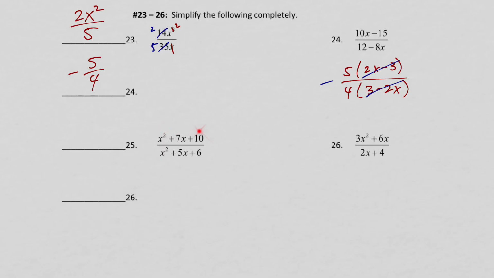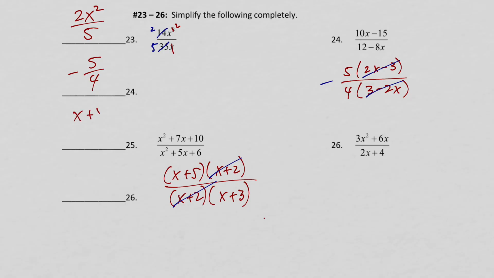I'm going to factor this as x plus 5, x plus 2. And I'm going to factor this as x plus 2, x plus 3. And these cancel. So you're left with x plus 5 over x plus 3.